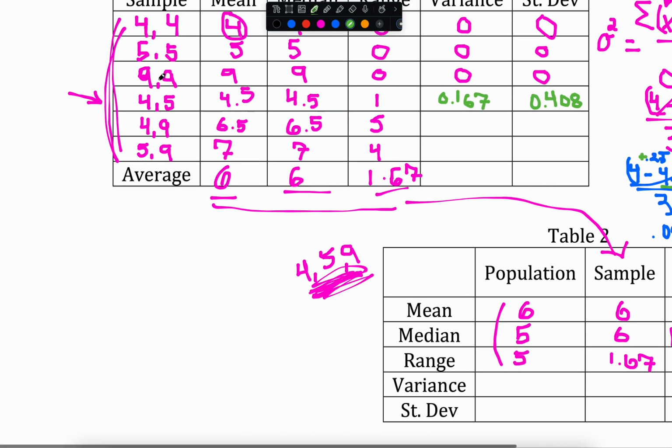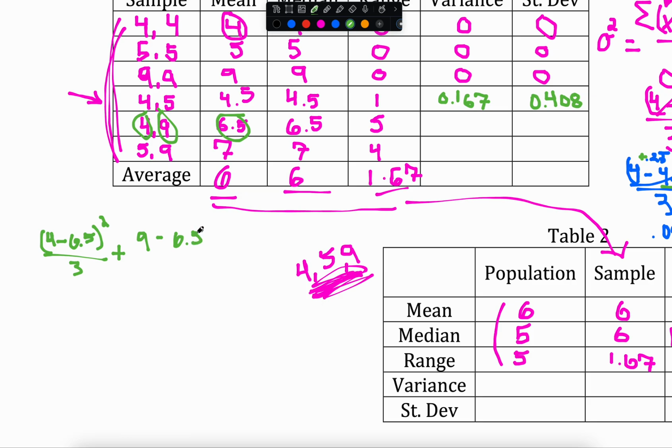All right, same thing again here, but my numbers are 4 and 9, and I'm going to compare that to 6.5, which is my mean. So first number is 4 minus 6.5, and I'm squaring that, and I'm still dividing by 3 because there's still 3 numbers in my population. Adding that to 9 minus 6.5 squared, and I'm dividing that by 3.